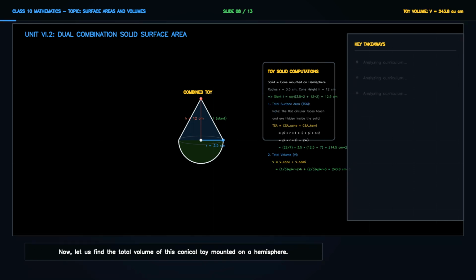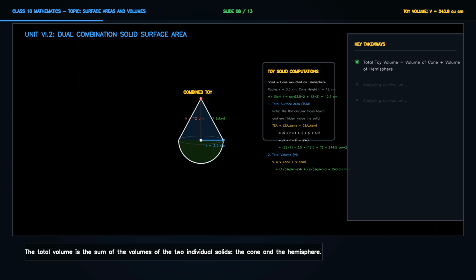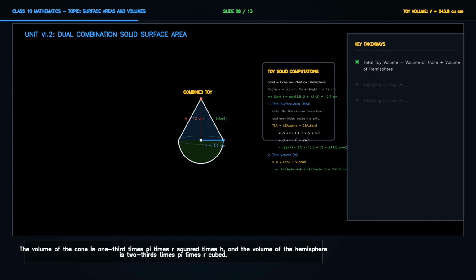Now, let us find the total volume of this conical toy mounted on a hemisphere. The total volume is the sum of the volumes of the two individual solids, the cone and the hemisphere. The volume of the cone is 1/3 times pi times r squared times h, and the volume of the hemisphere is 2/3 times pi times r cubed.